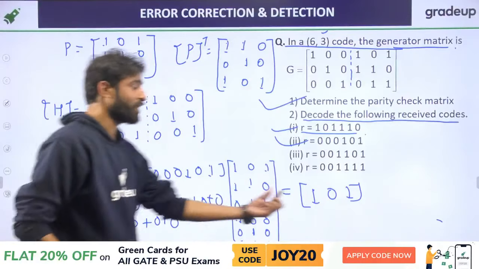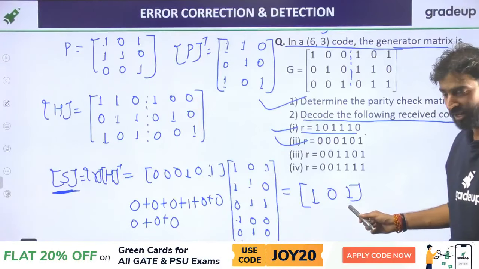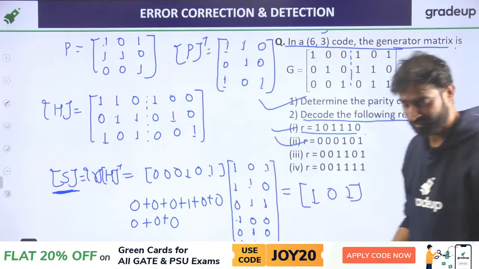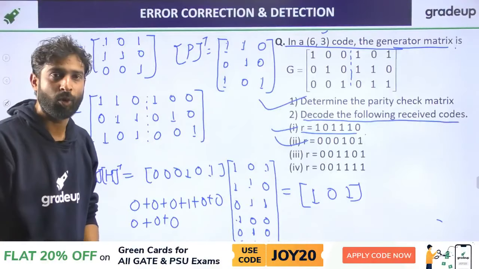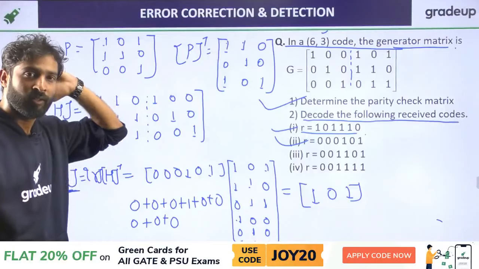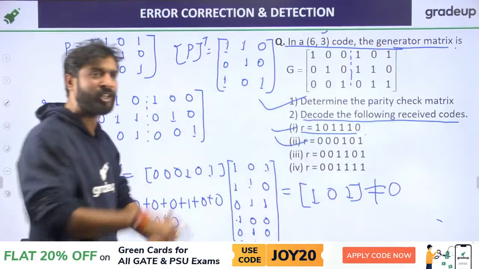So the syndrome matrix is not 0. The syndrome matrix did not come out as 0. That is not 1 0 0, that is 1 0 1, I think. Right, Upendra? Right. So yes, it is not equal to 0, so yes, there will be an error.